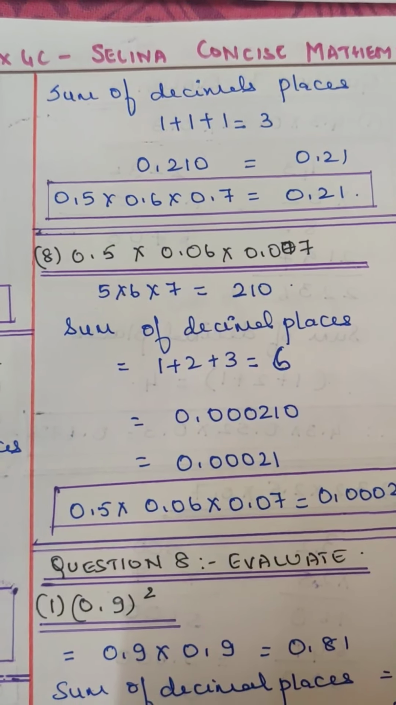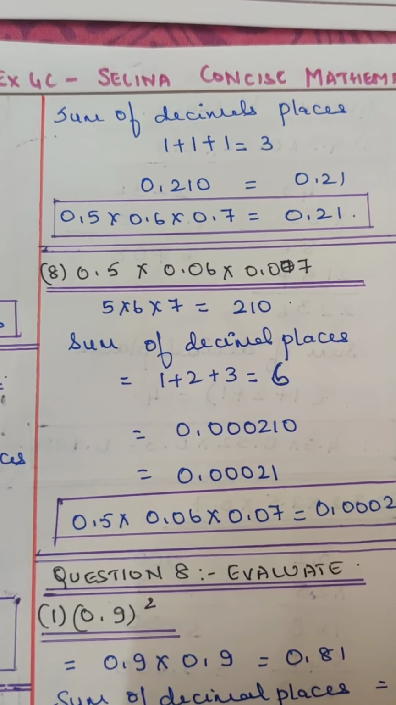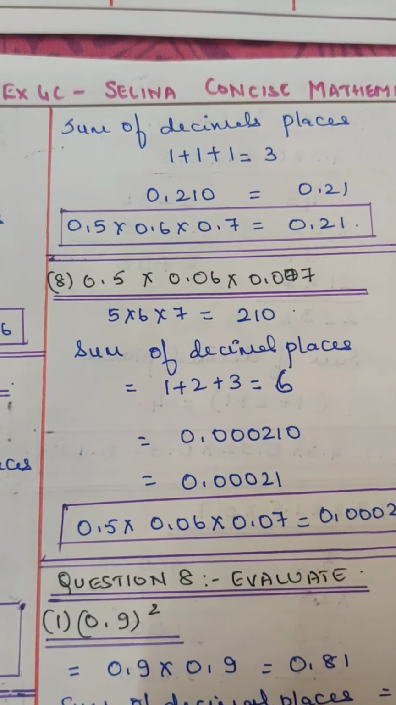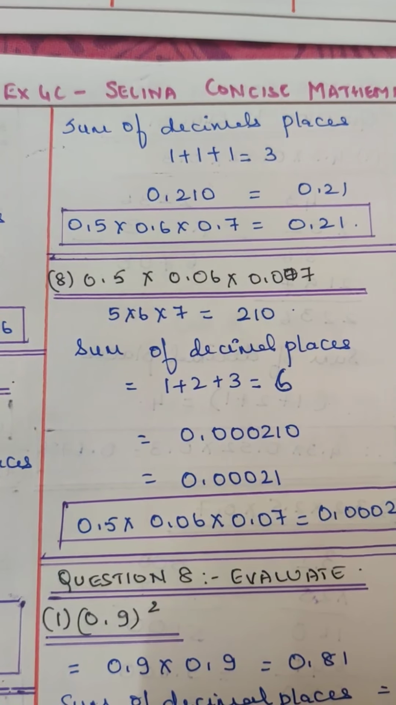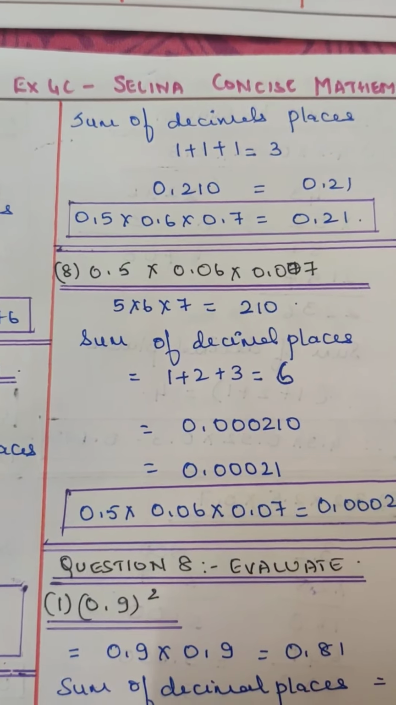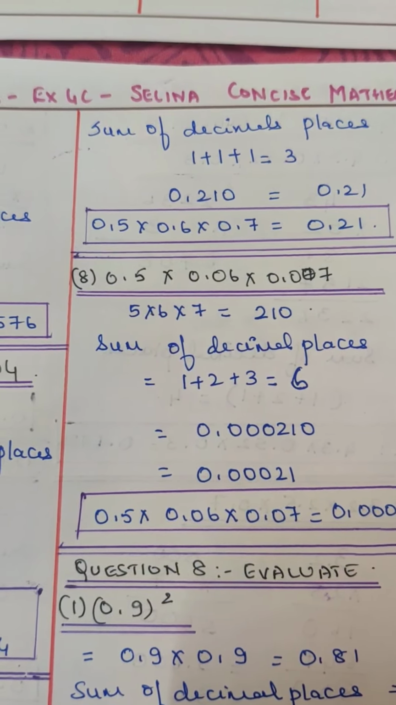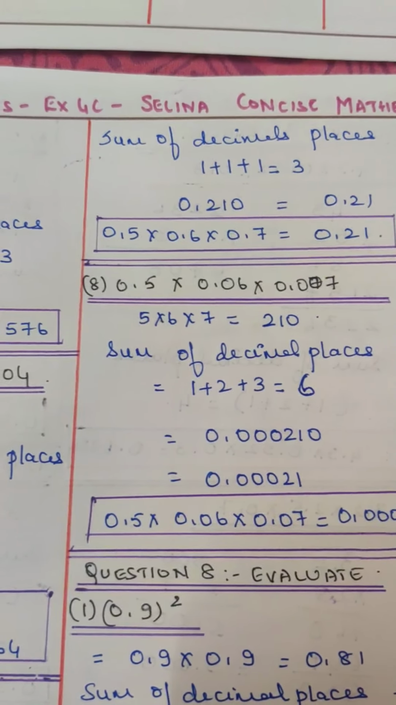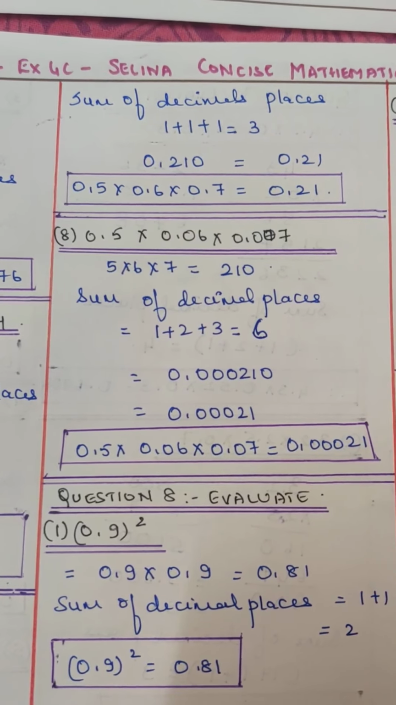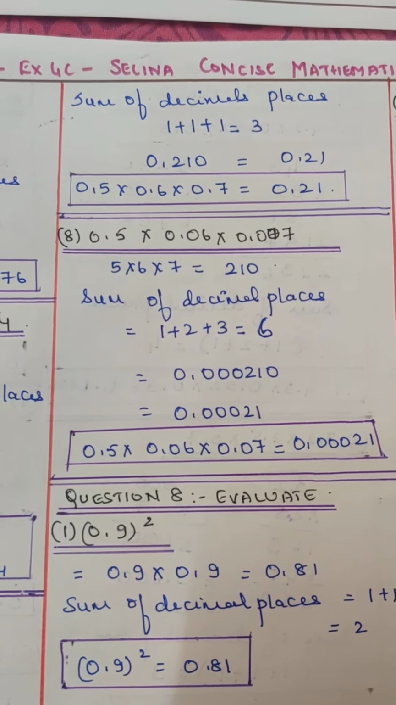Now, 0.5 into 0.06 into 0.007 is equal to 5 into 6 into 7, again 210. But sum of the decimal places is 1 plus 2 plus 3, that's equal to 6. You only have 3 digits here in the answer. So you put 3 more zeros before you place a point. So it becomes 0.000210, or that is equal to 0.00021. Hope this is clear.